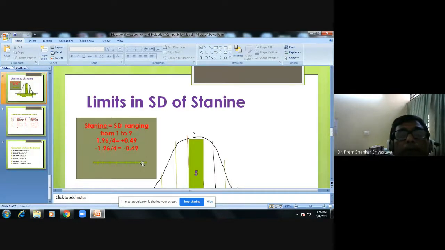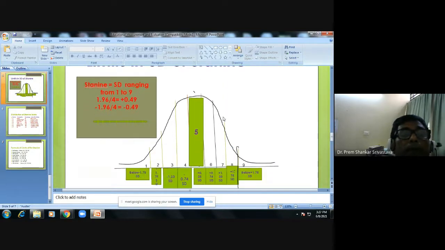But what are the limits in the standard deviation of Stanine? The Stanine ranges from 1 to 9. That is 1.96 divided by 4, which is equal to 0.49, so it is 4 plus 0.49, and minus 1.96 divided by 4, that is minus 0.49. That is Stanine 1. This is the first, the second, the third, the fourth, the fifth, the sixth, the seventh, the eighth, and the ninth.